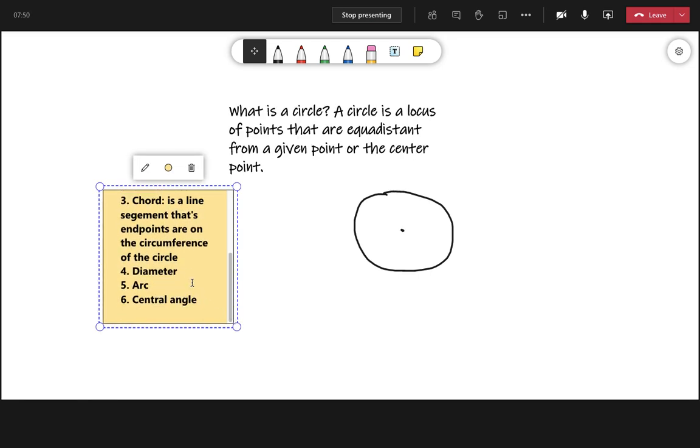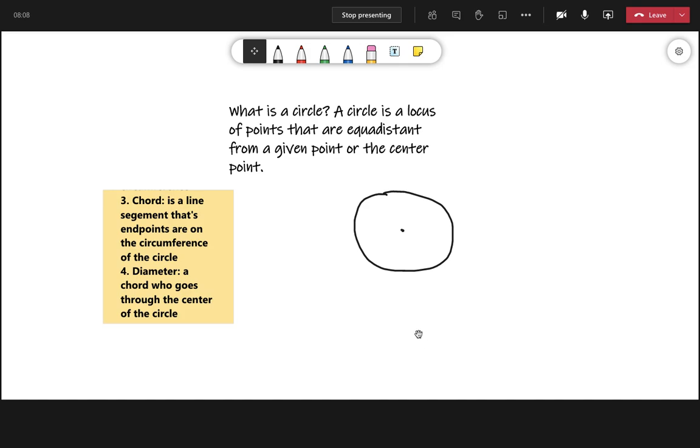We finished with chord. Let's talk about diameter. Diameter is a chord that goes through the center of the circle. So a diameter is just a special chord. It's a chord because its two endpoints have to lie somewhere on the circumference of the circle, but it has to go through the center.